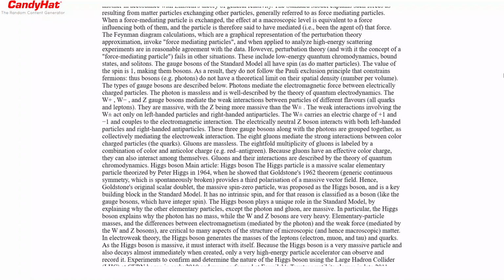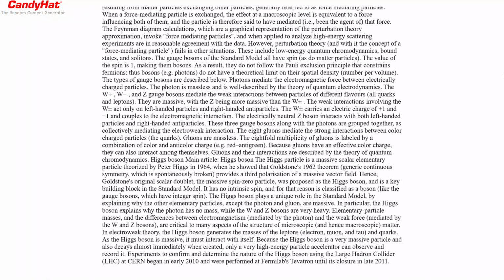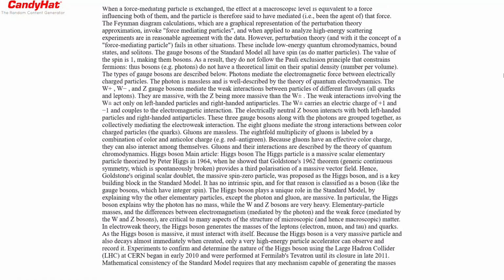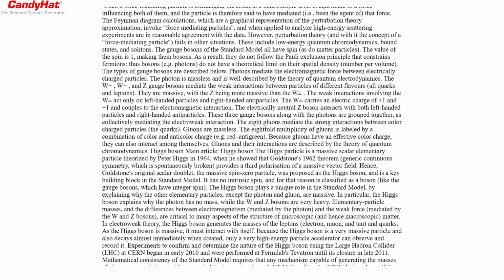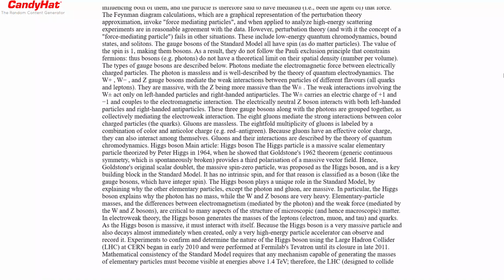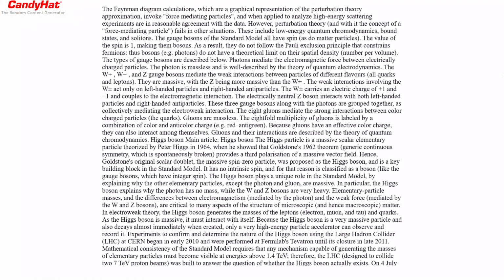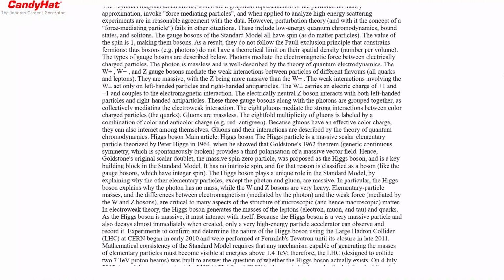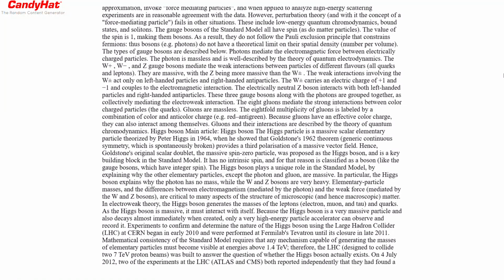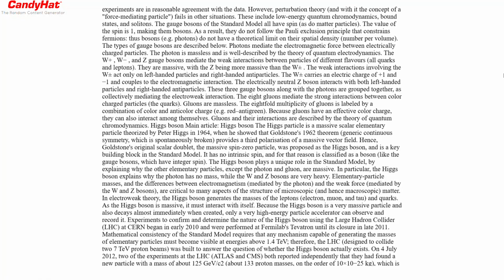It has no intrinsic spin, and for that reason is classified as a boson, like the gauge bosons, which have integer spin. The Higgs boson plays a unique role in the Standard Model by explaining why the other elementary particles, except the photon and gluon, are massive. In particular, the Higgs boson explains why the photon has no mass, while the W and Z bosons are very heavy. Elementary particle masses, and the differences between electromagnetism mediated by the photon and the weak force mediated by the W and Z bosons, are critical to many aspects of the structure of microscopic, and hence macroscopic, matter.